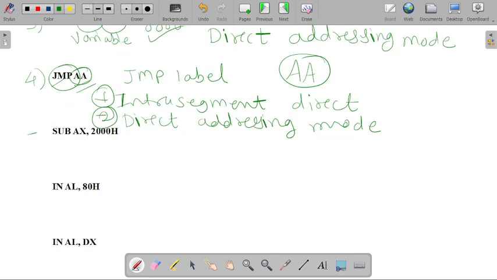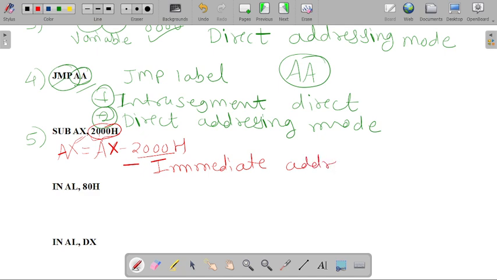Now in the fifth example, SUB AX, 2000H. Here 2000H is an immediate value, given with our AX register. So the operation is SUB AX, 2000H, that is AX equals AX minus 2000H. The value 2000H will be subtracted from our AX register. Whenever an immediate value is given in the instruction, we say this type of addressing mode is immediate addressing mode.